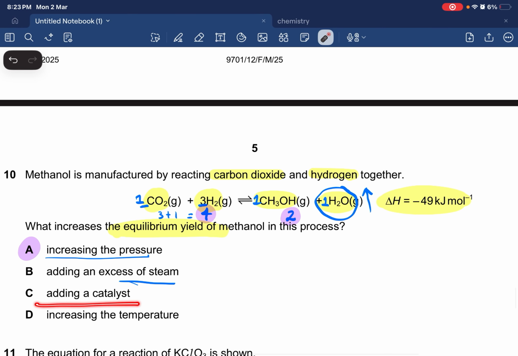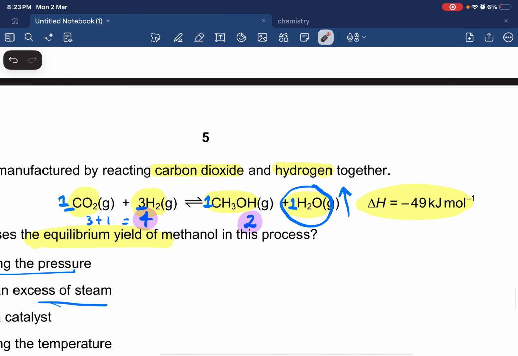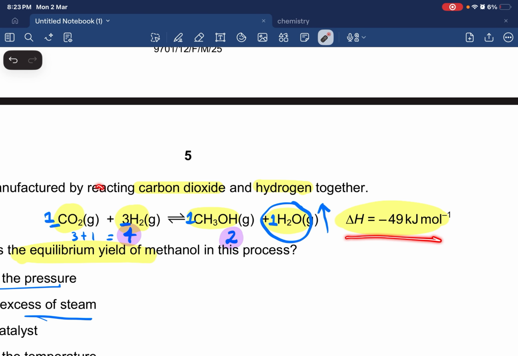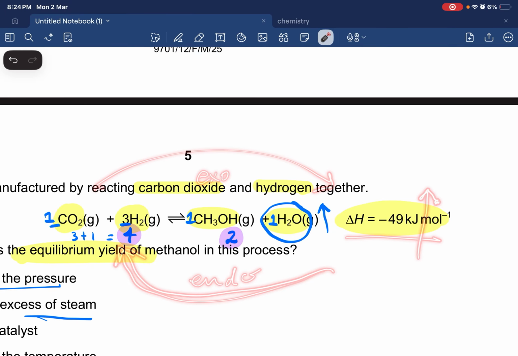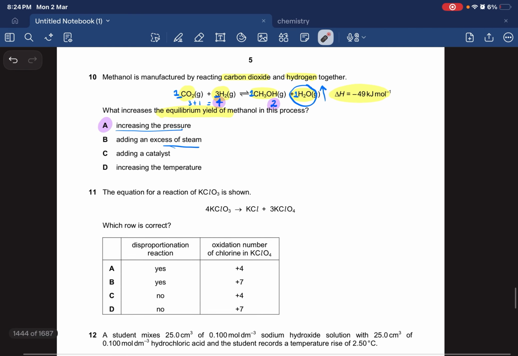Adding a catalyst. Catalyst never affects the equilibrium yield. It only increases the rate. So no effect of catalyst. Increasing the temperature. If we increase the temperature, the forward reaction is exothermic and the backward reaction is endothermic. So always remember, whenever we increase the temperature, the equilibrium favors the endothermic reaction. So it's going to move backwards, not forwards. So we wanted to move forward.